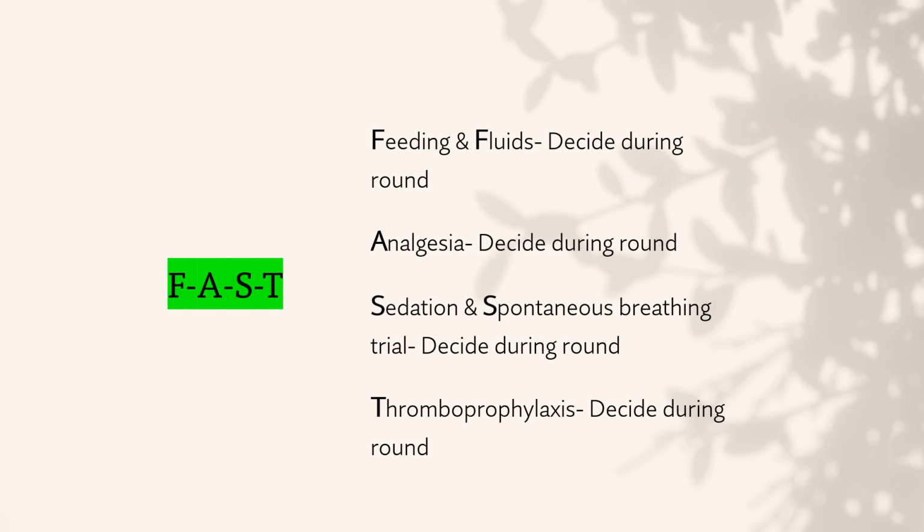A means analgesia. Look at the pain score chart, titrate medication according to goal, review medication, assess organ functions, and check whether there is a need for frequent neurological assessment. S means sedation and S means spontaneous breathing trial.